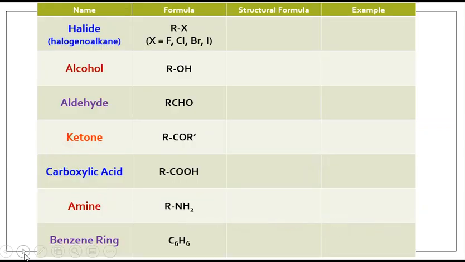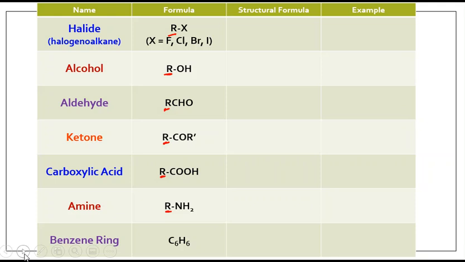So we're going to identify them individually, one by one, going through the chart. And you can always have this chart out as a study tool to help you as you're doing your assignment. Now the R's up here, all of these R's, what do they mean? Well, this is the attachment to the rest of the carbon chain. So the R is the rest of the carbon chain that has been attached.